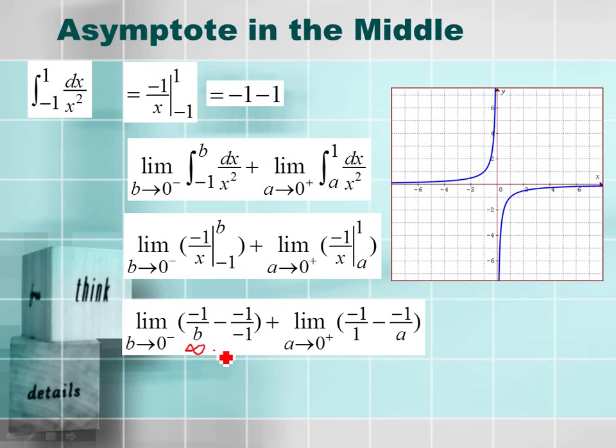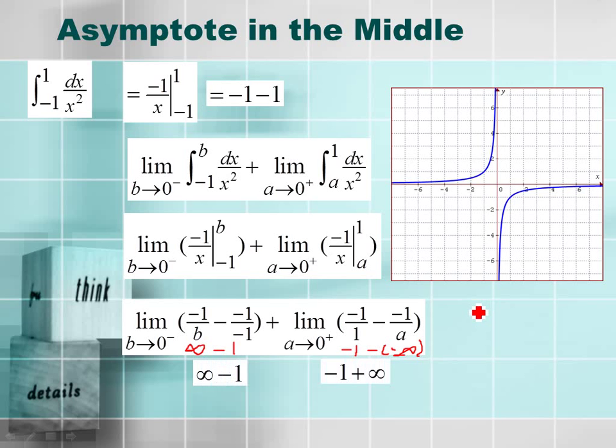Then it's -1. Then I got -1 minus, as I go over here, as I approach 0 coming from above, this part is headed towards negative infinity. So I got infinity -1 and -1 plus infinity. This goes to infinity. So it doesn't equal -2. It actually diverges to infinity.